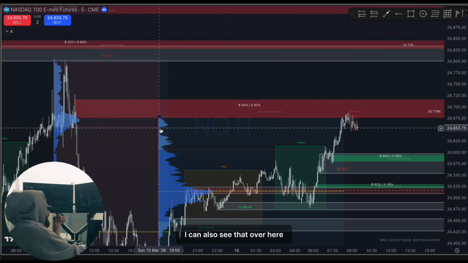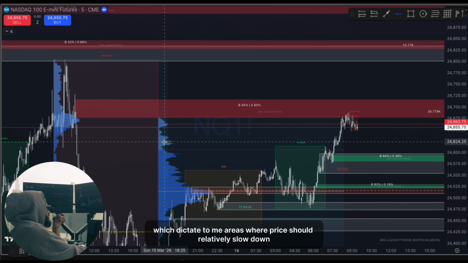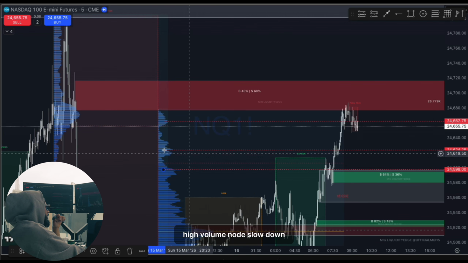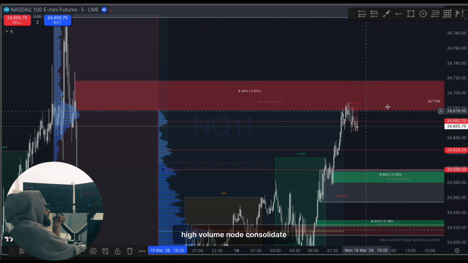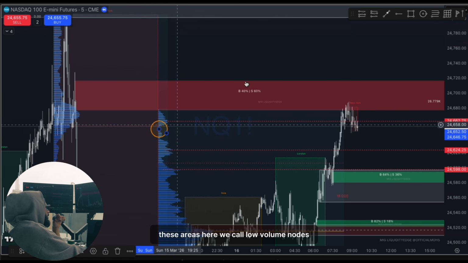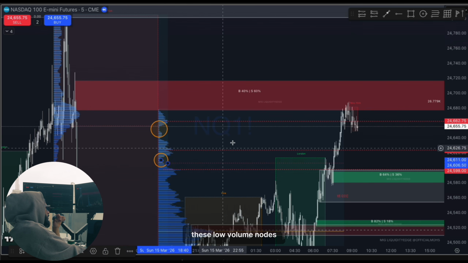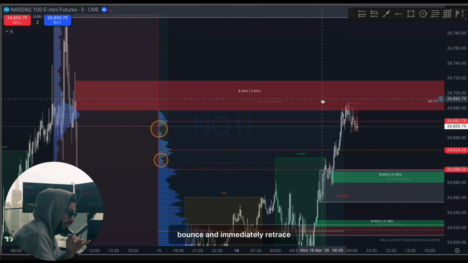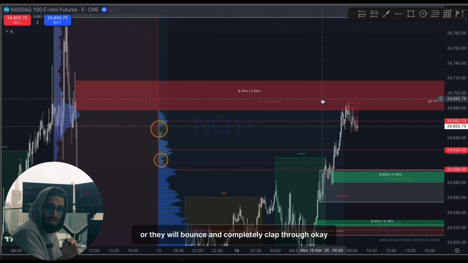And then also I can see, let me delete this, I can also see that over here there are high volume nodes which dictate to me areas where price should relatively slow down. You can see, look, high volume node, slow down, high volume nodes, consolidate, high volume node, consolidate. These areas here we call low volume nodes. These low volume nodes will transact in a way in which they will either bounce and immediately retrace, or they will bounce and completely collapse through.